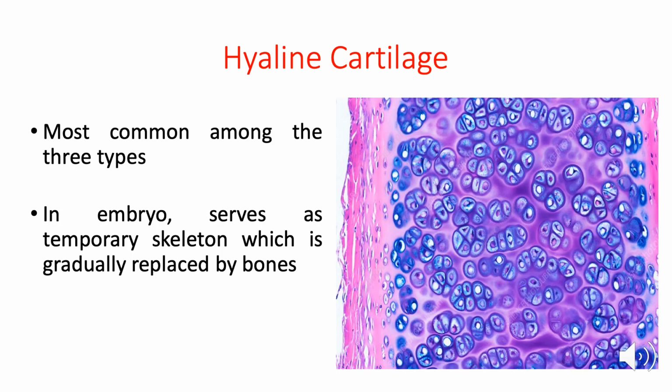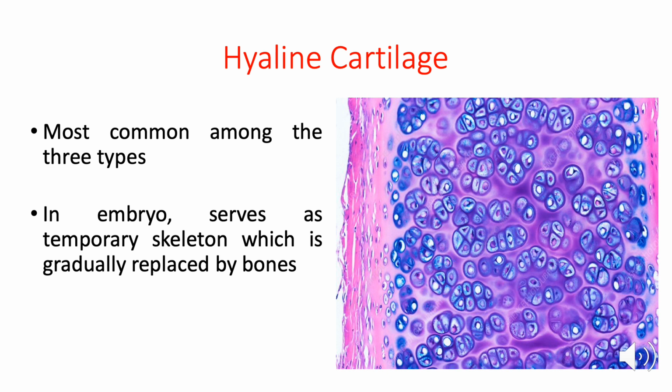There are three types of cartilages, and we will first start with the most abundant one, and that's the hyaline cartilage. That's why it's stated in the PowerPoint that it is the most common type of cartilage in the human body. One of the importance of the hyaline cartilage is that it functions to provide template for bone formation. That's why in embryos, this hyaline cartilage serves as temporary skeleton which will be eventually replaced by bones.